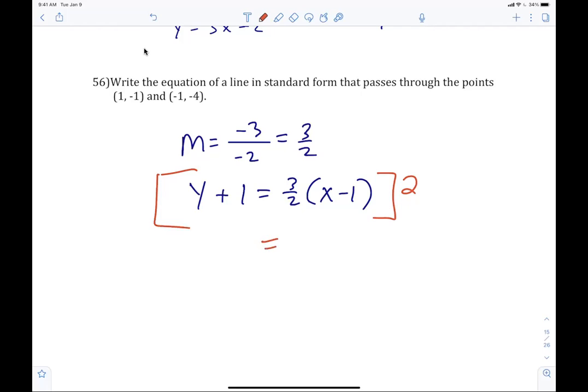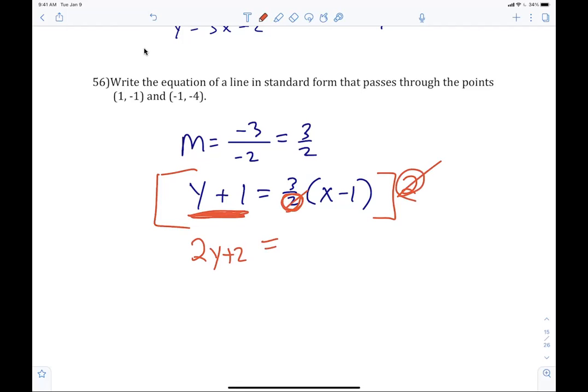2x minus 3. I'm multiplying this left side over here by 2. 2y plus 2. Now, what happens if I multiply the right side by 2? You get 3 times 2x minus 2. No, the 2's cancel here, buddy.